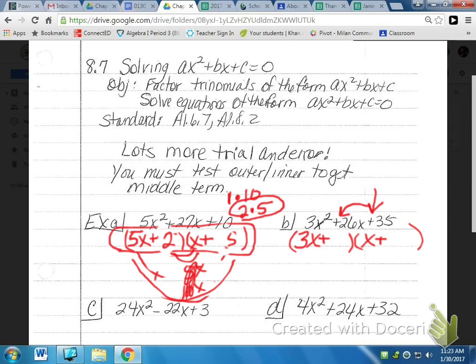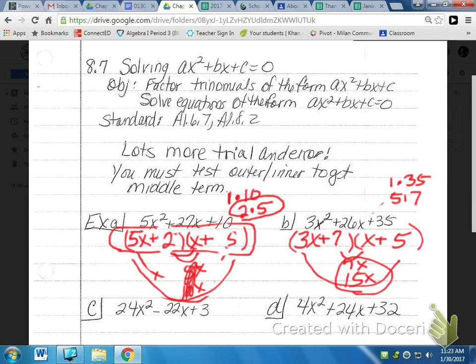Factor pairs of 35: 1 times 35, and 5 and 7. Okay, I'm going to try and go with the two numbers close together. I'm going to go 7 and 5 on purpose. Outer is 15x. Inner is 7x. What do you do when you put 7 and 15 together? 22. Not going to work, is it? But I am not done yet. I've got to try 5 and 7 in the other direction.